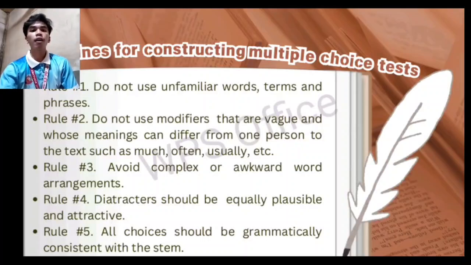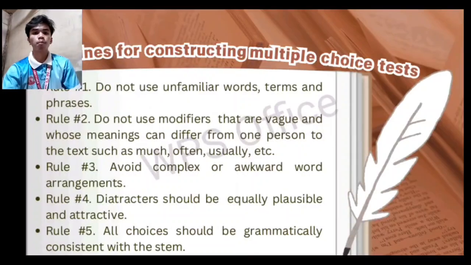Rule number 3, avoid complex or awkward word arrangements. So, keep questions simple and straight to the point. Rule number 4, distractors should be equally plausible and attractive. In options, there are distractors. Kailangan, it should be equally plausible and attractive. Plausible means kapani-paniwala or believable, and it should be attractive, kaakit-akit.